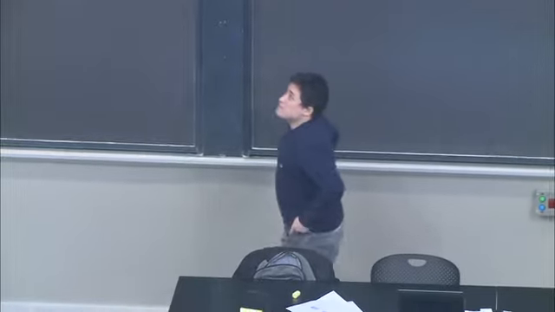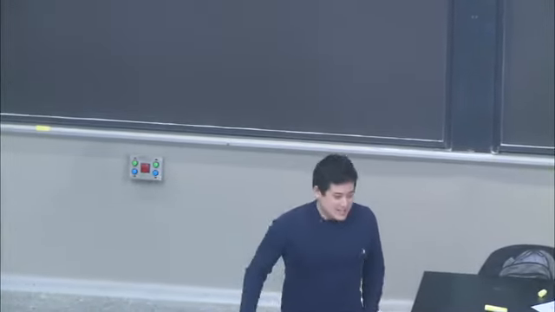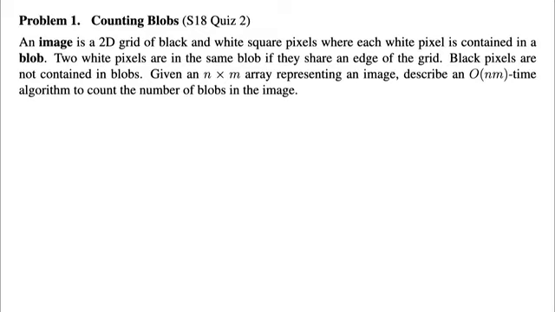All right, so these problems that we're going to solve are from Spring 18 Quiz 2, slightly modified, but we're just going to go through them one at a time. So the first problem we have an image of black and white squares. So this is like a pixel grid. You think of it like a bitmap on your computer, right?